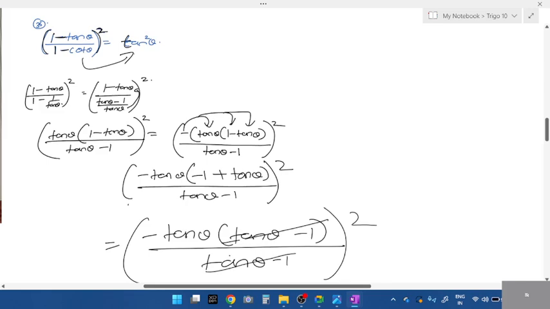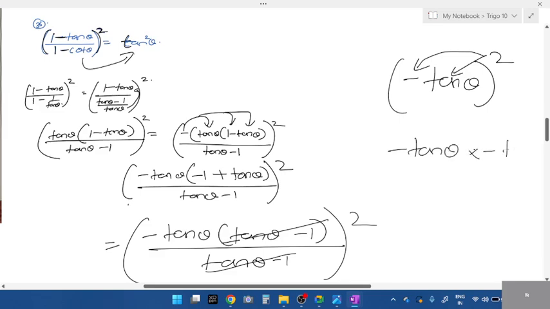These two get cancelled. What is left in the bracket? Tan theta the whole square. See, this square will get multiplied for tan theta as well as minus. How many times is minus tan theta multiplied, students? So what is minus tan theta into minus tan theta? Minus into minus is plus. Tan theta into tan theta is tan square theta.